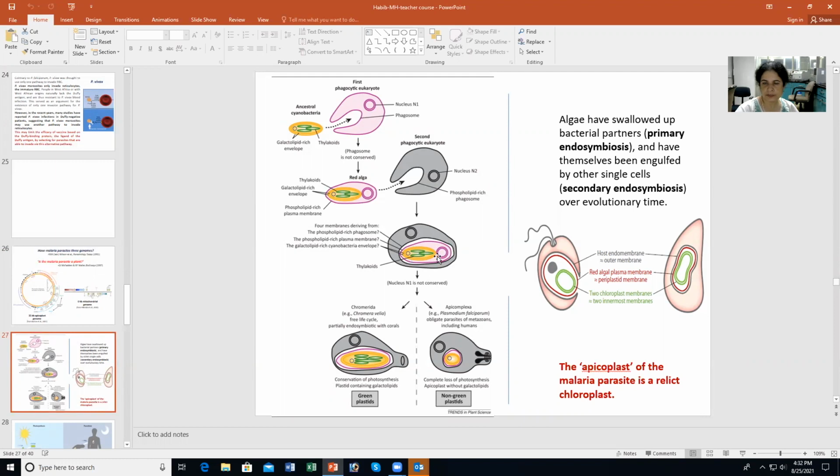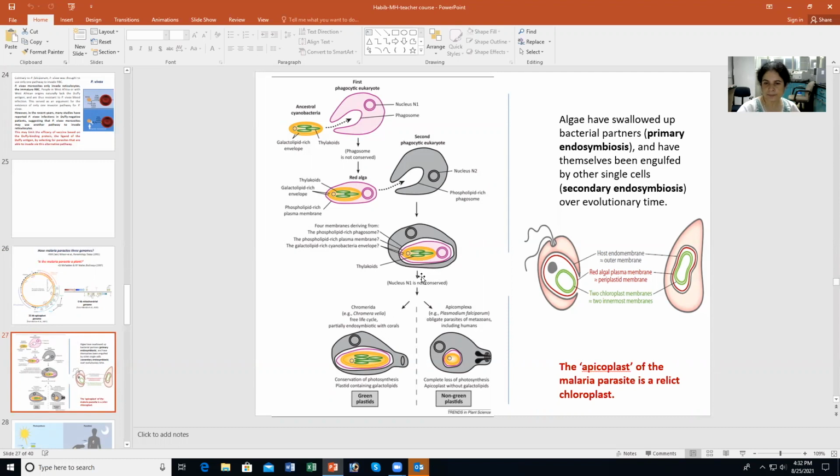The nuclear genome of the alga can get lost, converted into a nucleomorph and then completely lost. And many of the genes can also migrate into the nucleus of the host over evolutionary time. So basically you can have a secondary endosymbiosis event giving rise to a plastid-like organelle with four membranes.